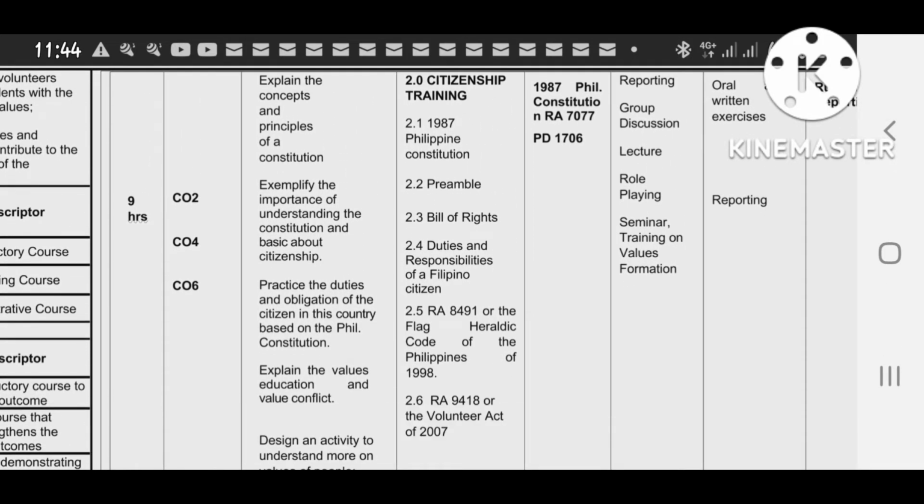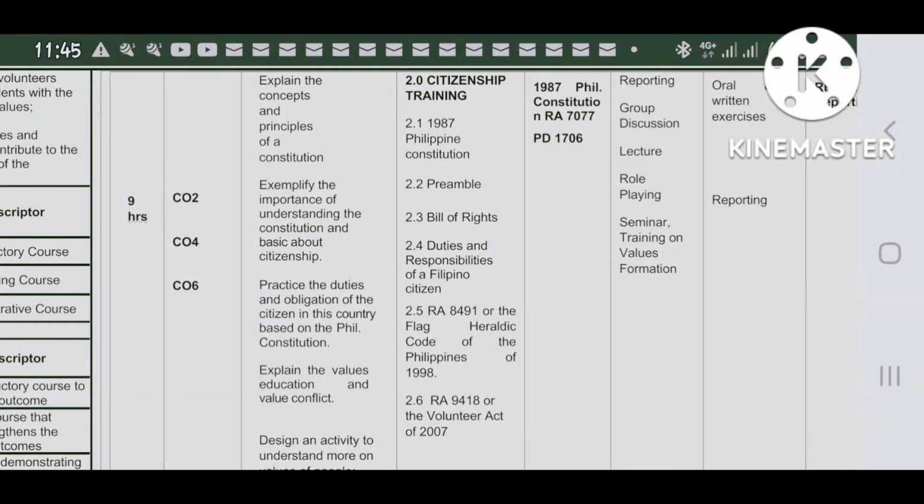Now, for the subtopics of citizenship training, we have the 1987 Philippine Constitution, Preamble, Bill of Rights, Duties and Responsibilities of a Filipino Citizen, RA 8491 or the Flag and Heraldic Code of the Philippines of 1998, and RA 9418 or the Volunteer Act of 2007. You will also undergo a series of group discussion, lecture, role-playing, seminar trainings on values formation. Now for seminars and trainings, you're going to search on your social media accounts at whatever platforms that might be efficient for you so that you could attend a series of seminars regarding citizenship training.